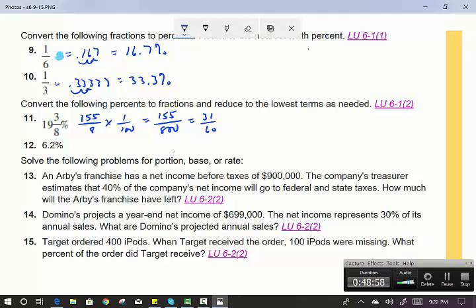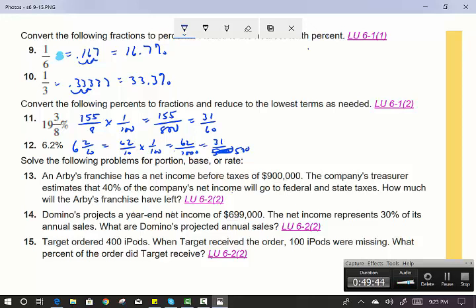Okay, number 12 is the same as 6 2/10%. The reason I got that is because 2 is in the tenths location. Now I'm going to convert that to an improper fraction. So 10 times 6 is 60 plus 2 is 62 over 10 times 1/100th. That equals 62 over 1,000. I can reduce that down to 31 over 500. That's 500. Okay, number 13.